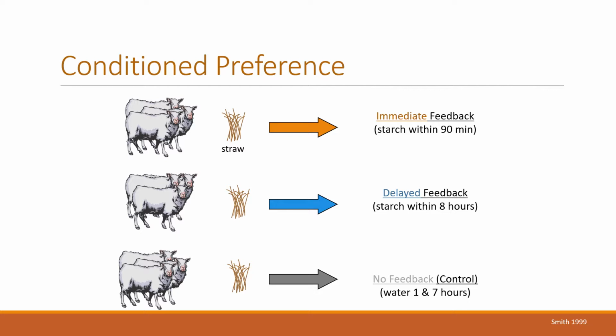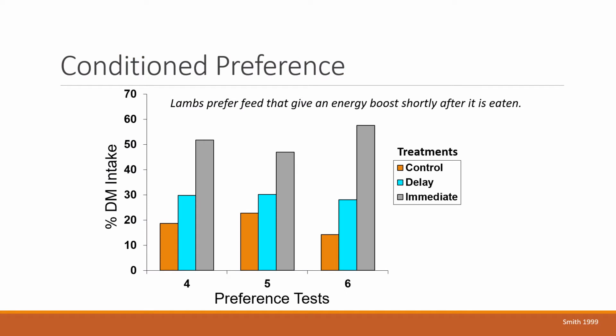And we asked these sheep which flavor of straw they liked. And similar to Dr. Villalba's study, they preferred the food that gave the immediate feedback. They were really good at figuring out which food gave them the quickest feedback. So in tests 4, 5, and 6, the first 3 were just them getting used to it, and by tests 4, 5, and 6, it was really clear. It didn't matter what flavor the straw was, they preferred the flavor that was associated with really quick feedback.